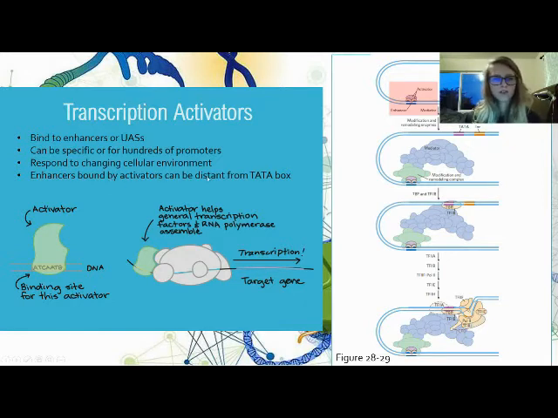Enhancers bound by activators can be distanced from the TATA box. Here I have the activator binding to its site on the DNA, and then the activator helping the transcription factors and the RNA polymerase assemble so that we can transcribe the target gene. And on the right hand side, I have the enhancer region like before, bound by the activator to initiate transcription.